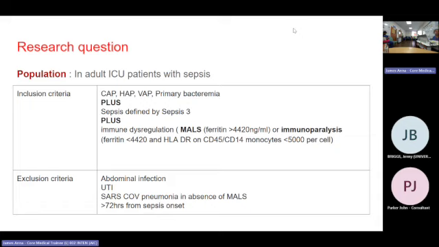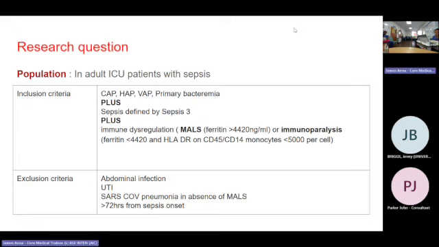And for immunoparalysis, what they used was HLA-DR of less than 5,000 per cell. So there have been few studies that have reported this cutoff, but again, it doesn't have as much data backing as the ferritin.